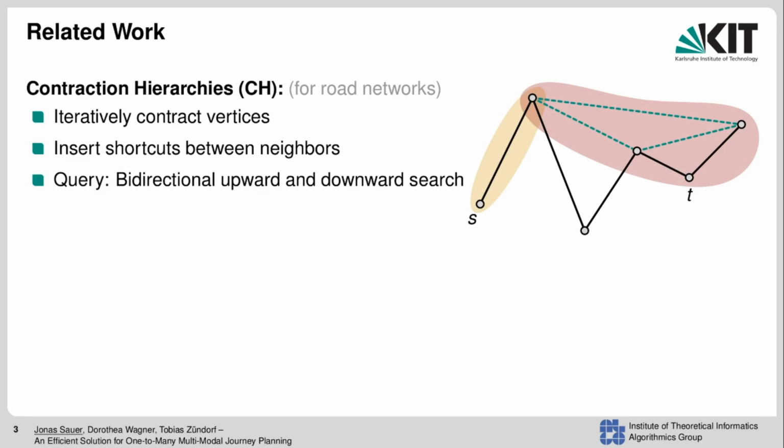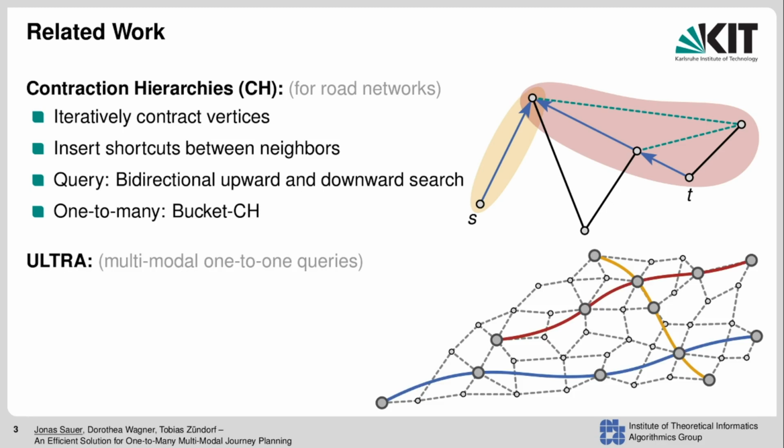And now we can perform a query between S and T by performing an upward search from S, which only follows edges to vertices that are higher up in the hierarchy, and the same from T on the reverse graph, and we obtain an up-down path that represents the shortest path from S to T. There's also a one-to-many variant of this algorithm, which is called bucket CH, which will appear a few times in the rest of the talk.